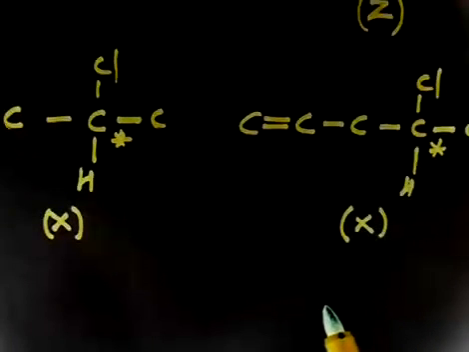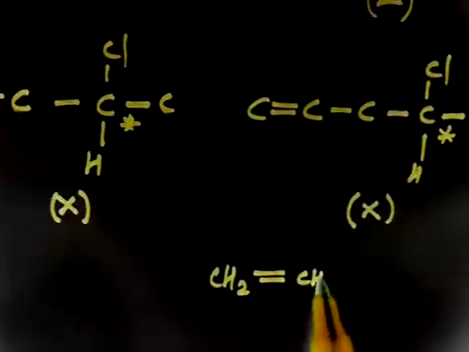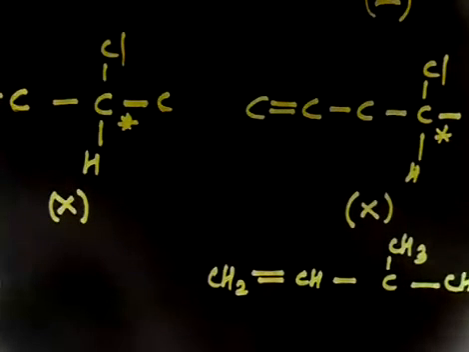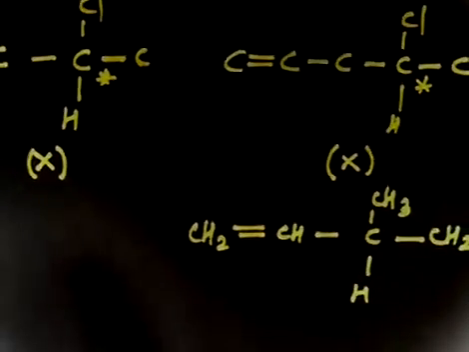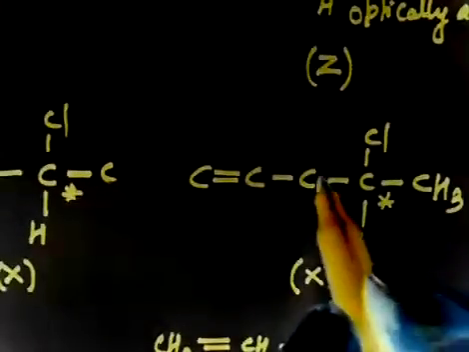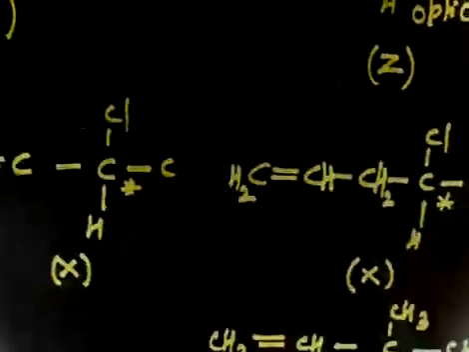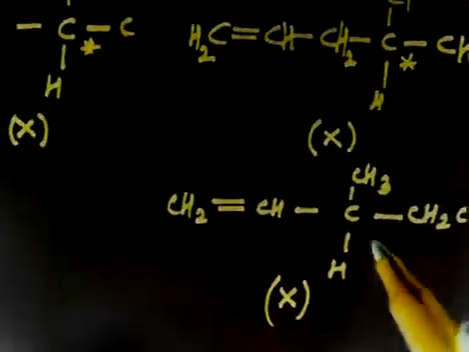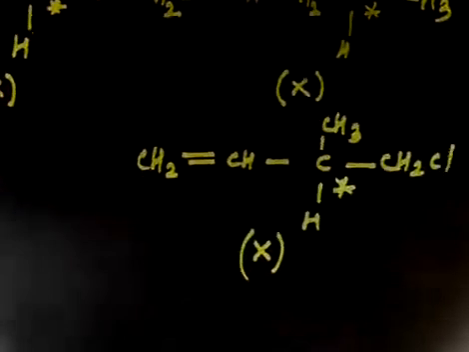So you will have CH2 double bond, CH, CCH3, and then you will have CH2Cl, and then you have hydrogen. Are you getting? So this is another possibility. So let me put CH3 here, and this is CH2, and this is CH, and this is CH2. So these are the possibilities you have. In this case, this is the carbon that is optically active. So we have three possibilities for X.